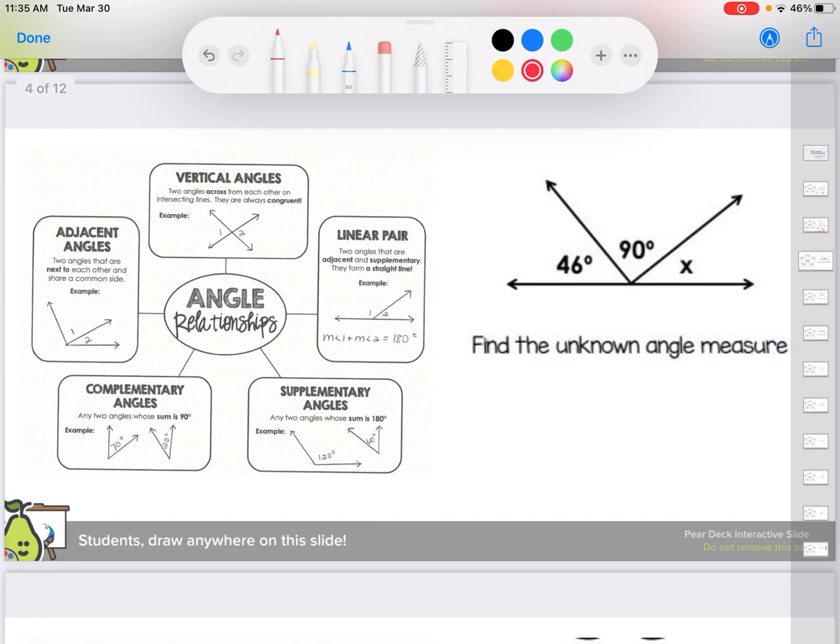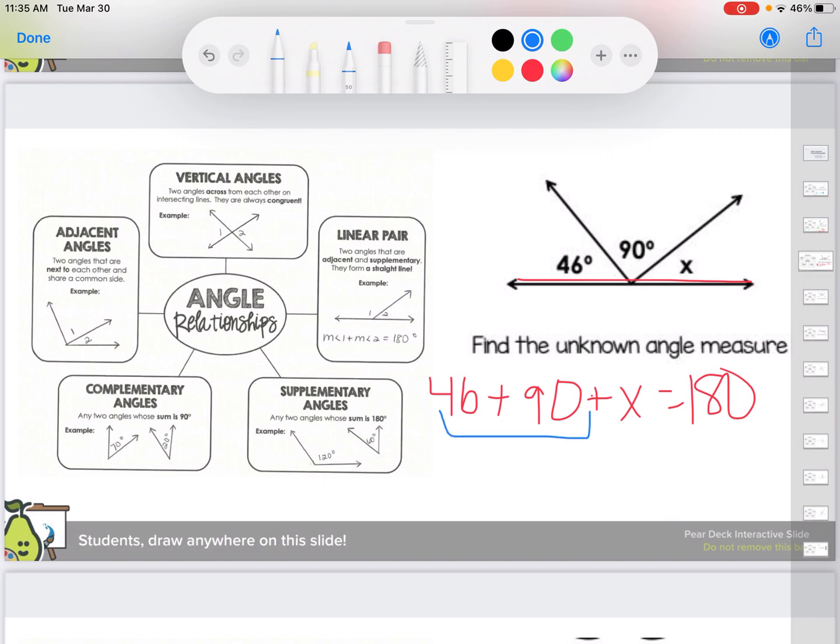For the next one, I know this is a line, so it's a supplementary relationship. It's going to add up to 180. So 46 plus 90 plus x equals 180. From there, I'm going to combine like terms. So these are my like terms. So I have 136 plus x equals 180. So I'm going to subtract 136 on each side of my equal sign. x equals 44. So x would equal 44 in this case.